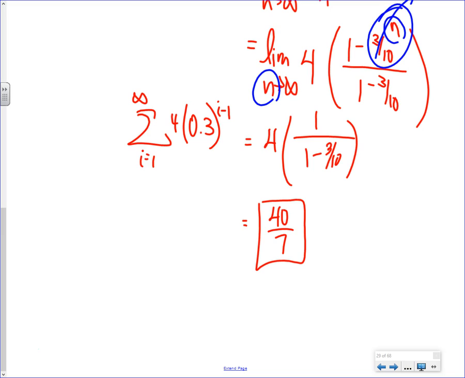As this term approaches 0, what is still remaining? 4 times 1 over 1 minus 3 tenths, which is the same thing as 4 times 1 over 7 tenths, which is the same thing as 4 times 10 sevenths. Did you guys plug that decimal in? What'd you get?